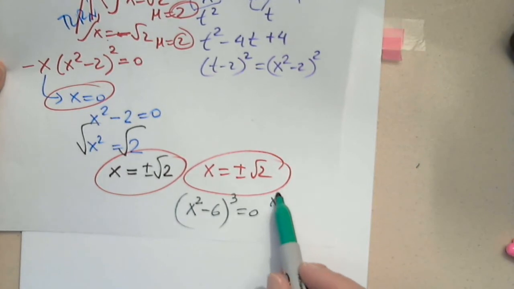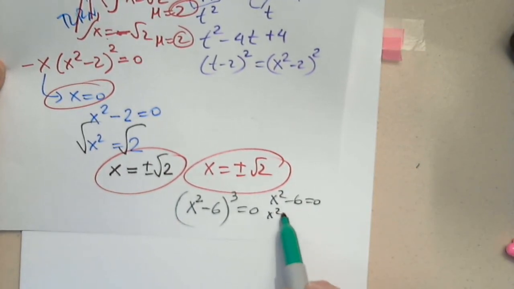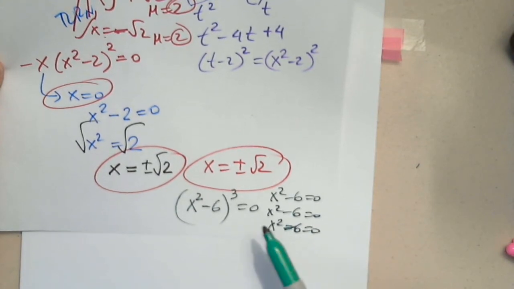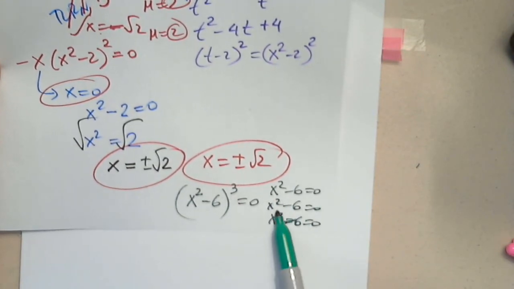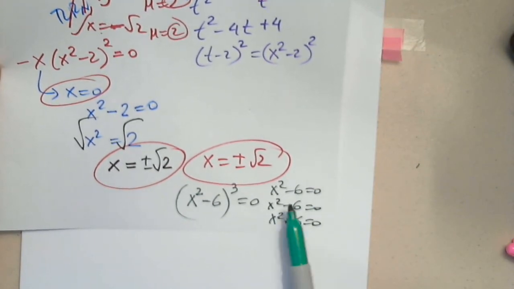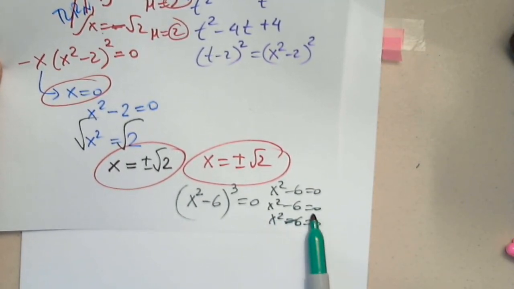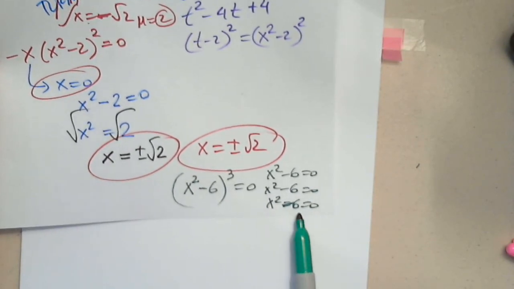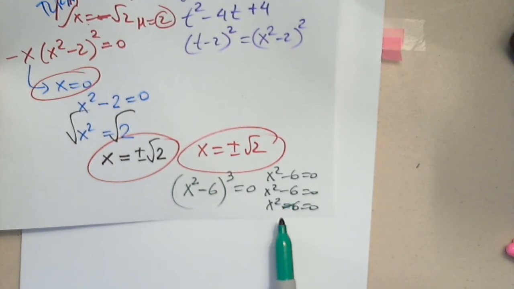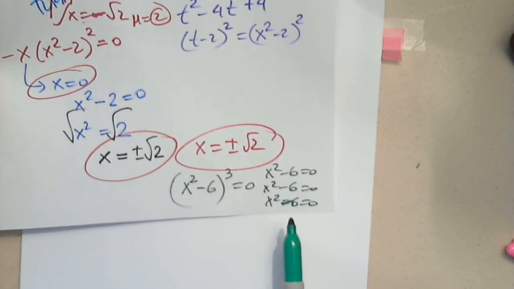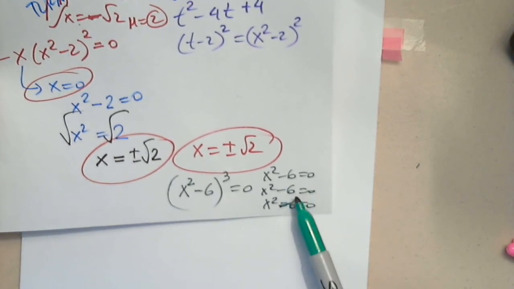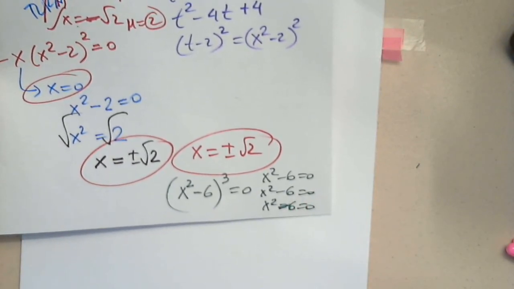I have 3 possibilities for this. Because it's power 3, I have 1, 2, 3. From here, I get 2 solutions, plus or minus the square root of 6. From here, I get 2 solutions, plus or minus the square root of 6. From here, I get 2 solutions, plus or minus the square root of 6. So I get 3 solutions the square root of 6 and 3 solutions the negative square root of 6.